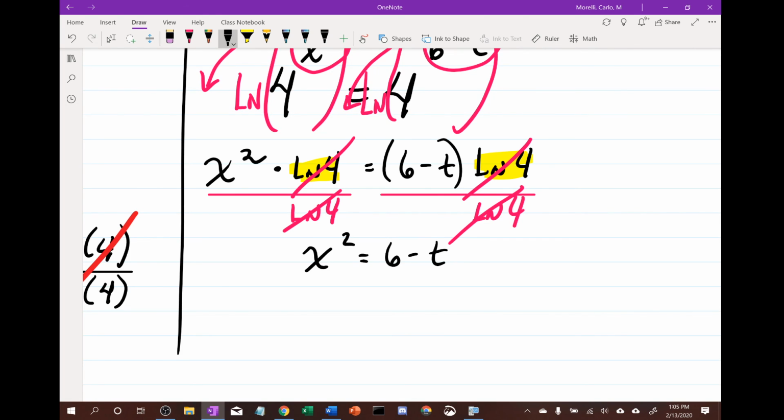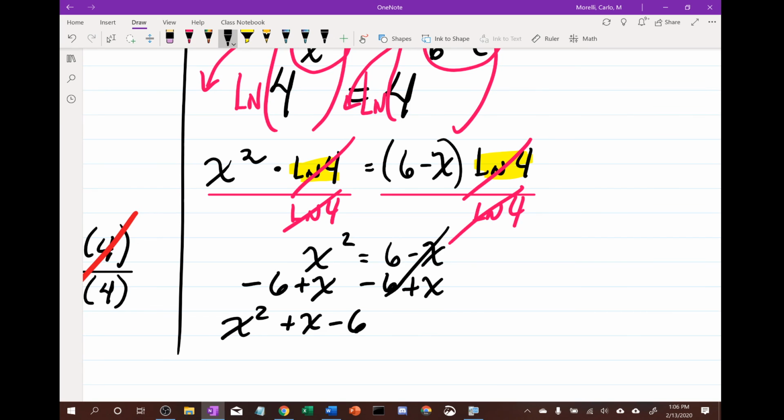Now, guys, this should be 6 minus x because I changed everything to x. x squared equals 6 minus x. Now, just get this in standard form. We're going to add x to both sides and subtract 6 from both sides. Now I have a standard form quadratic, x squared plus x minus 6 equals 0.